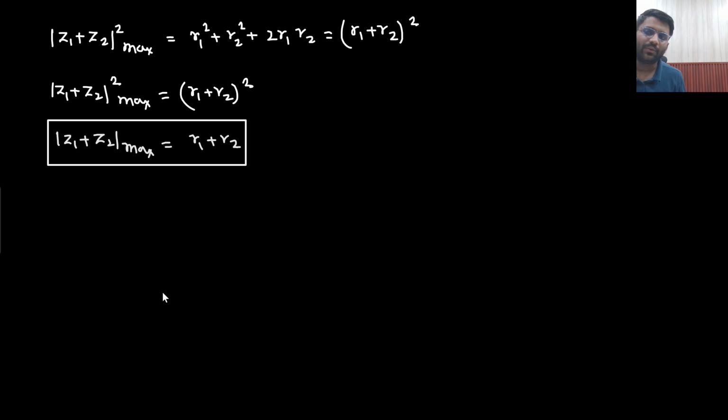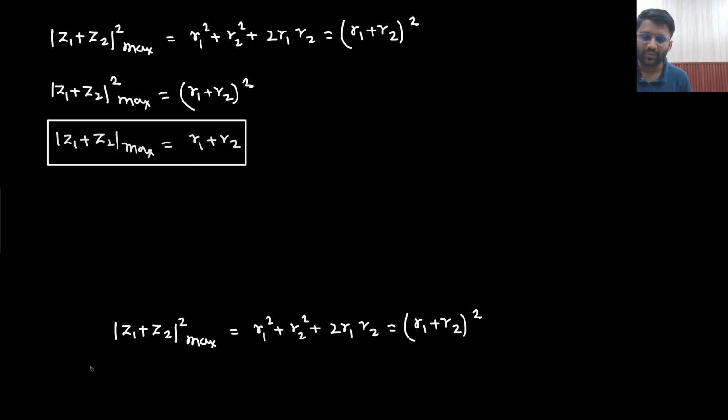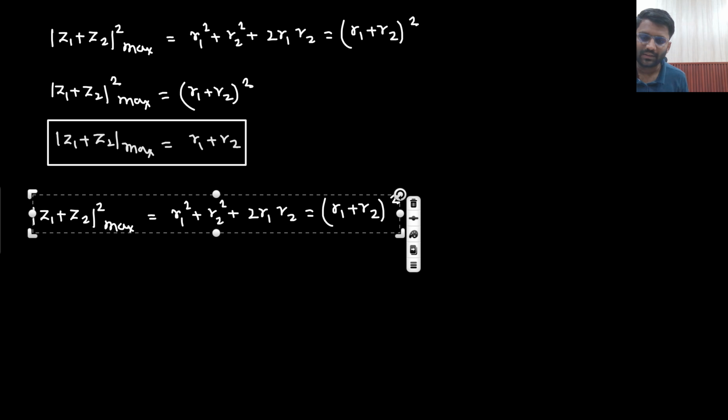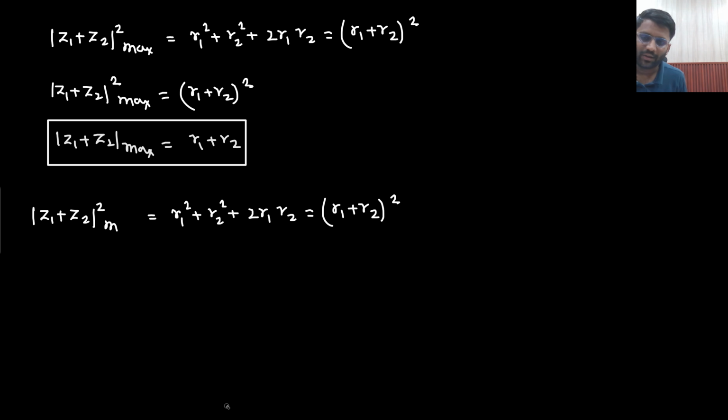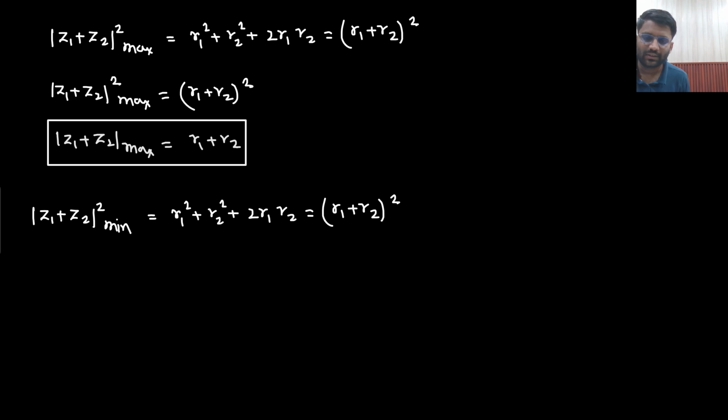And what will be the minimum value? What do you think? What will be the minimum value? So I will simply take this line and just make some changes, since I need to find the minimum value. So here I will put a minimum sign. So r1 square plus r2 square, and this value will be minus 1. So this negative sign will come here. This will become r1 minus r2 whole square.